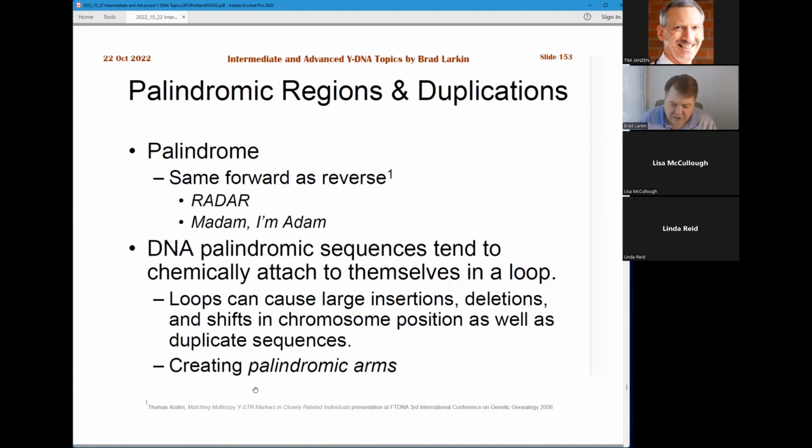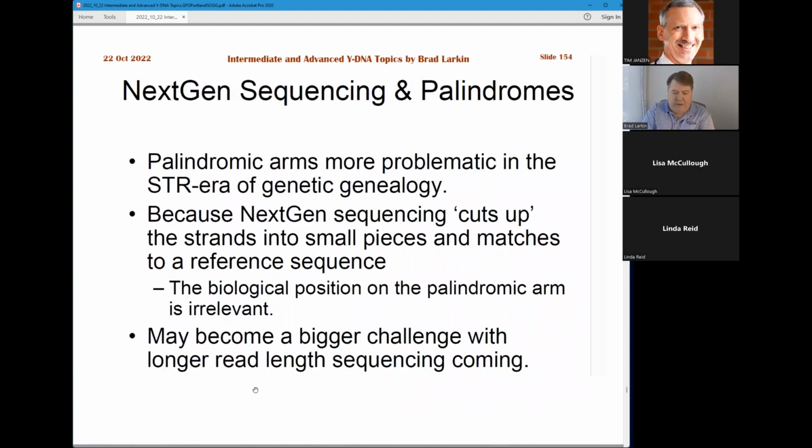Okay, palindromic regions, palindromes, same forward as reverse. DNA palindromic sequences tend to chemically attach to themselves in a loop, and these loops can cause large insertions, deletions, and shifts, creating palindromic arms. Palindromic arms were probably more problematic in the STR era of genetic genealogy because they affected the counts of the repeats. Because next-gen sequencing is done from cutting up the strands into small pieces, the whole palindromic arm position is not as important, but it could become a bigger challenge again when we go to longer read length.